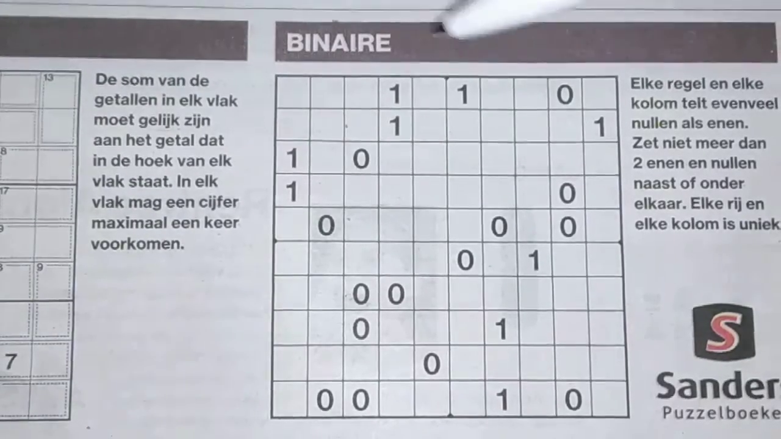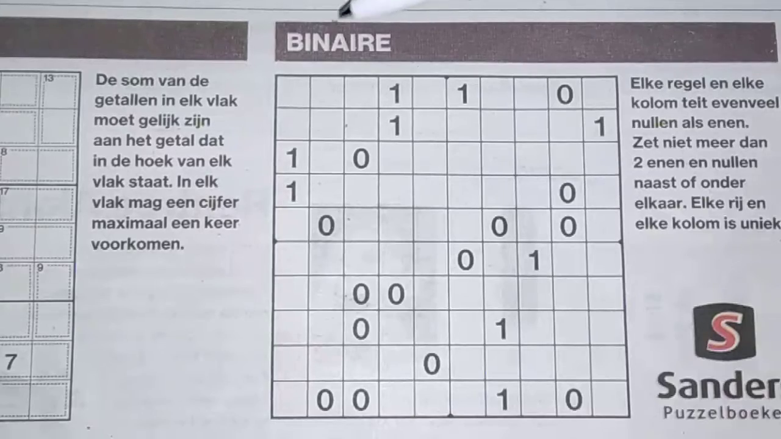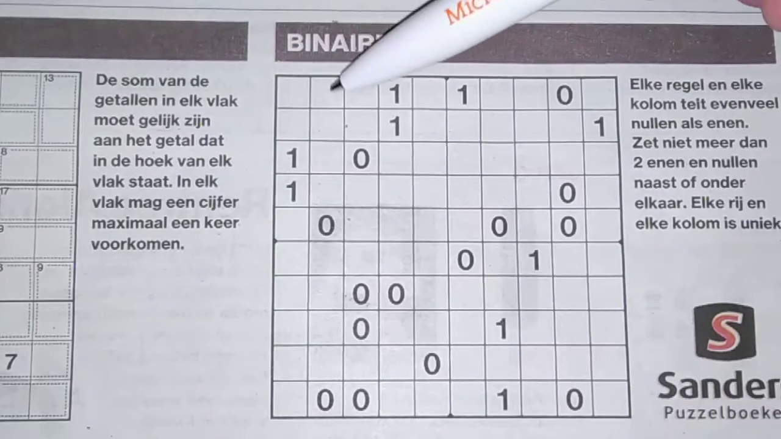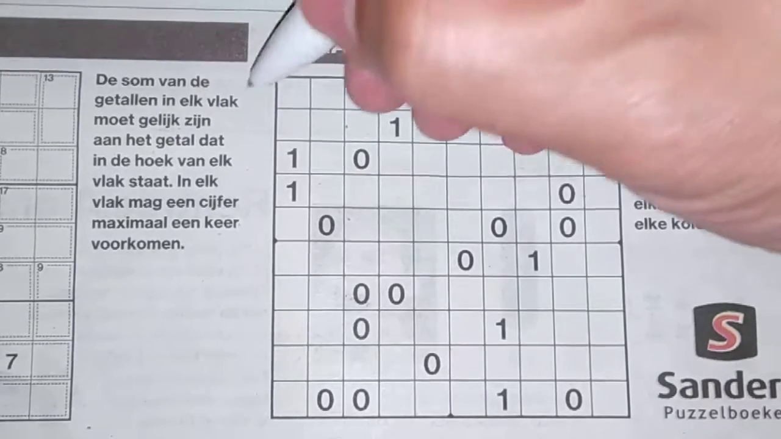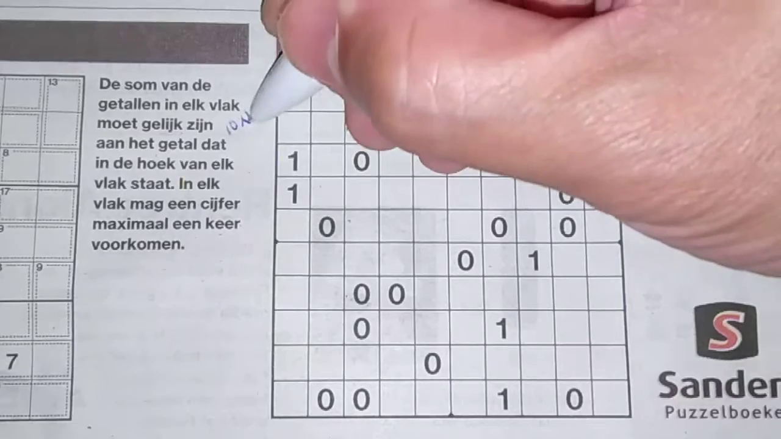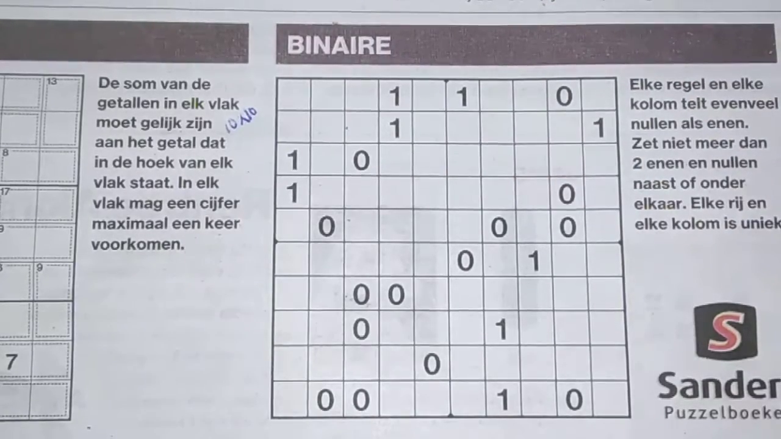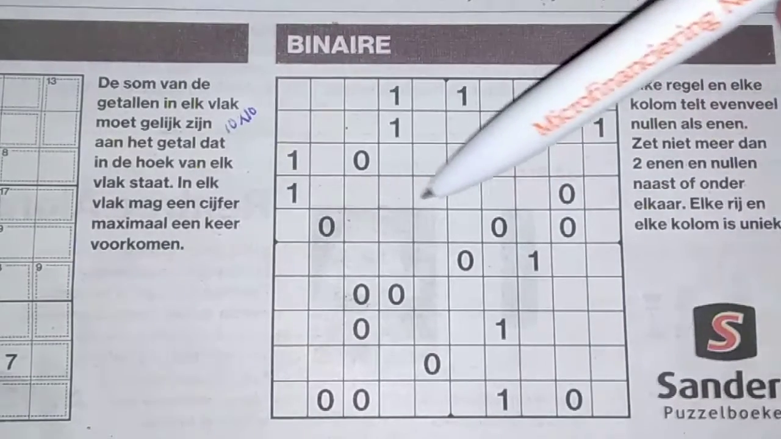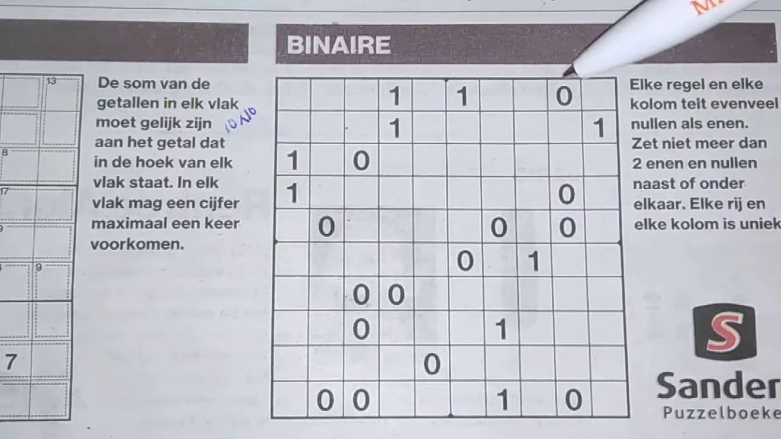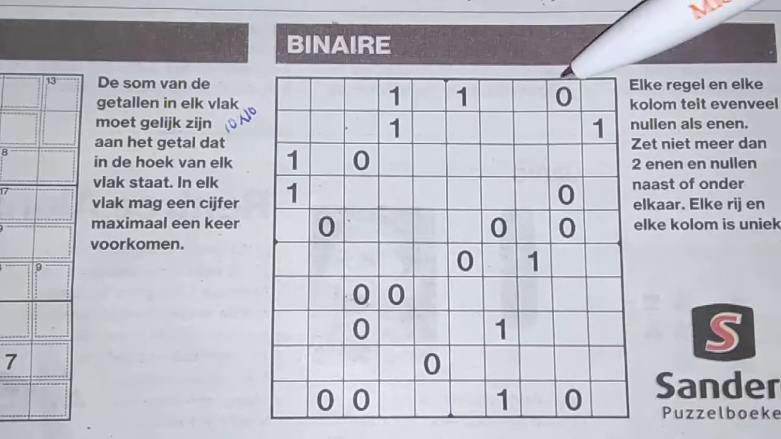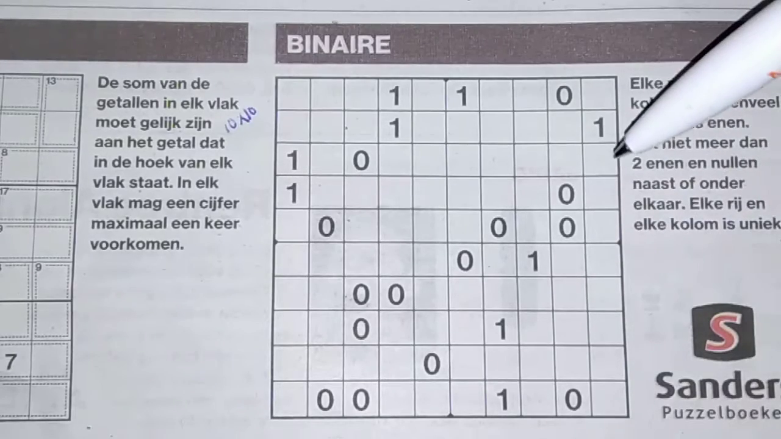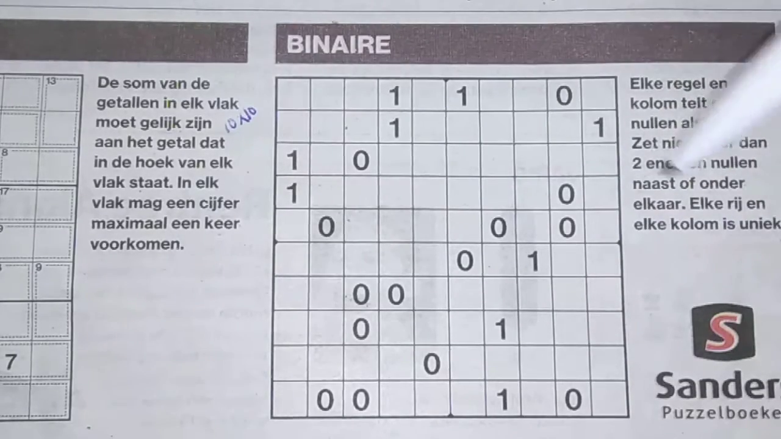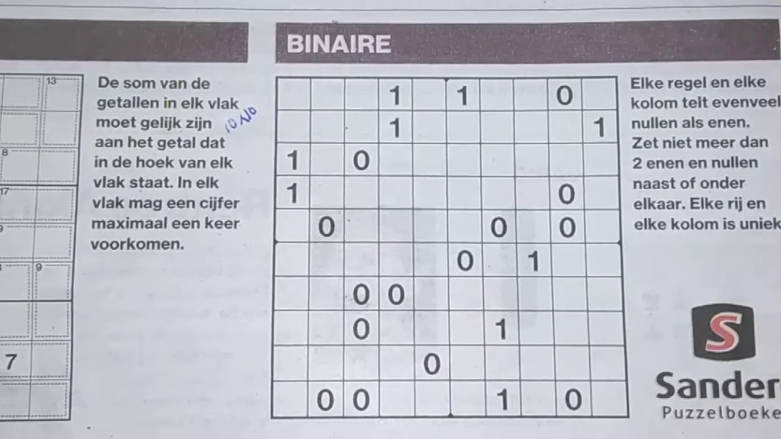And before I start, I want to know what kind of binary puzzle this is. 1, 2, 3, 4, 5, 6, 7, 8, 9, 10. It's a 10 by 10 binary puzzle. That means in a row or in a column there are always 5 O's and 5 1's. So let's get started.